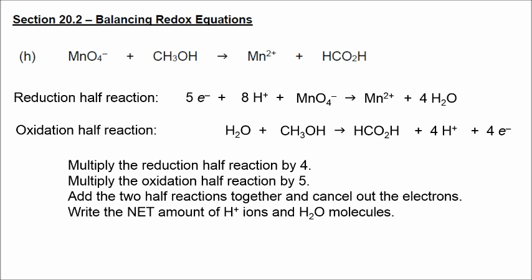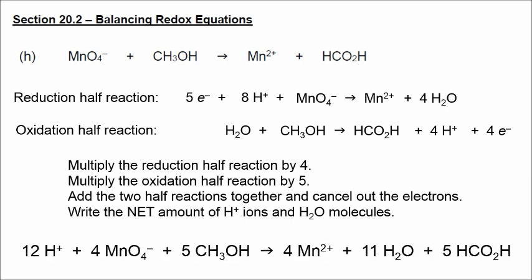All right, multiply the reduction half reaction by 4 to get 20 electrons. Multiply the oxidation half reaction by 5 to get 20 electrons. And then, again, cancel out the electrons and write the net amount of any H plus ions and water molecules. So in this case, we had 32 H plus ions on the left, and we had 20 H plus ions on the right, so that net difference is 12 H plus ions on the left. As far as the water, we had 16 waters on the right, and we had 5 waters on the left, so that difference is 11 water molecules on the right.